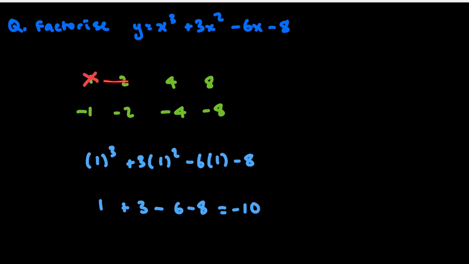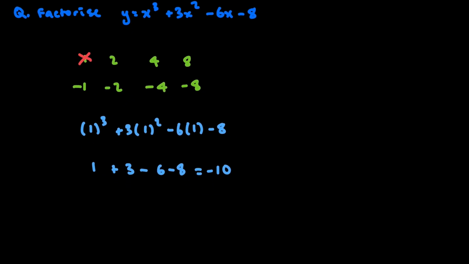Now, we could start substituting in numbers this way. So I could substitute 2, then 4, then 8. But what I recommend is to just substitute the number that's negative directly below it. So the next number I'm going to substitute is x equals minus 1. If I substitute x equals minus 1, it'll look something like this.